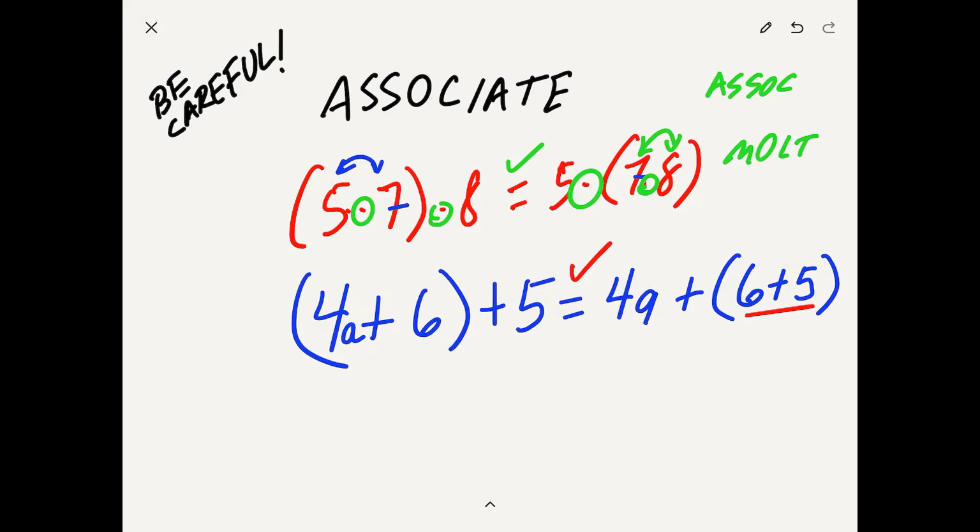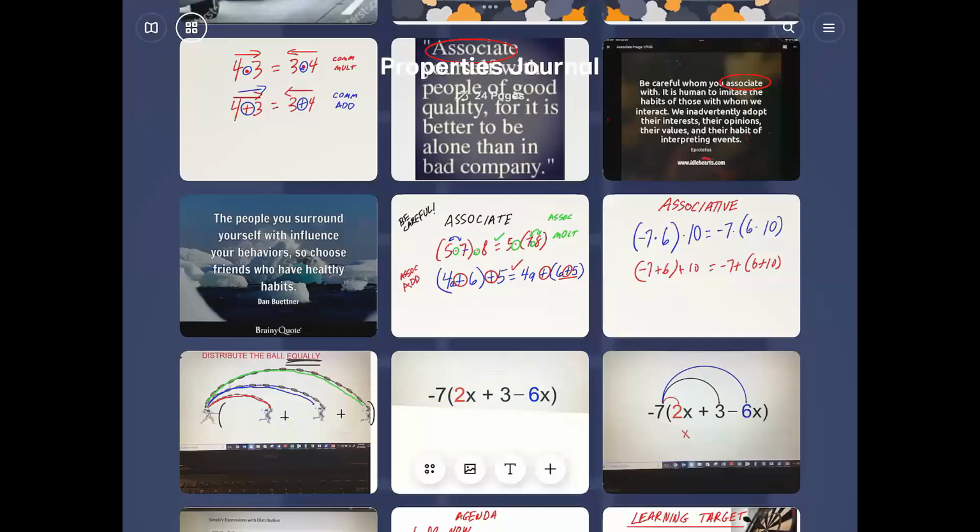Now, this is the associative property of addition because we are associating around addition. So that's what you have. Now, so that's the second property, and that's how I remember it. Be careful who you associate with. Now, last one, distributive property.